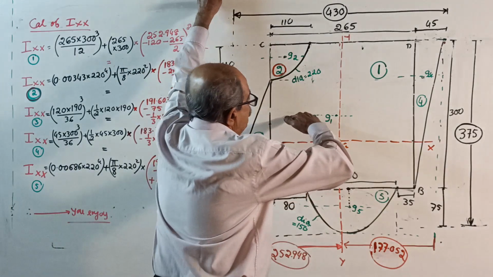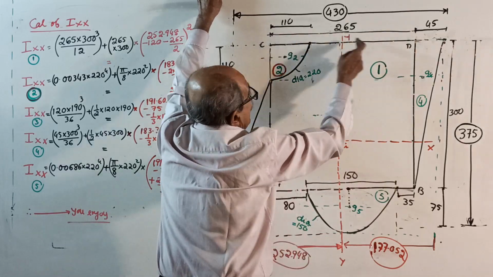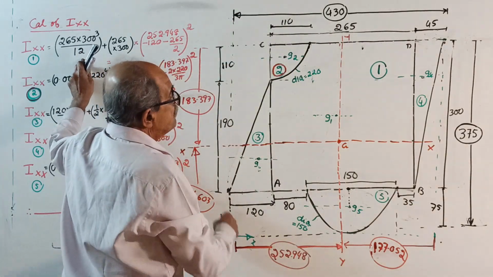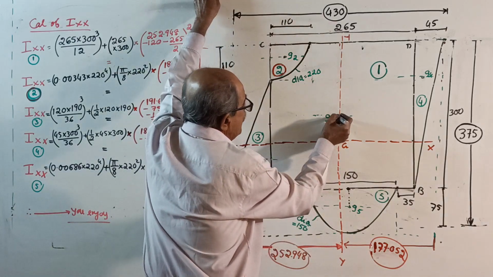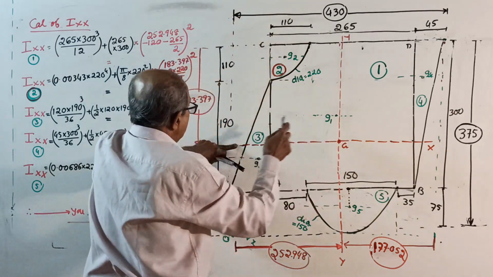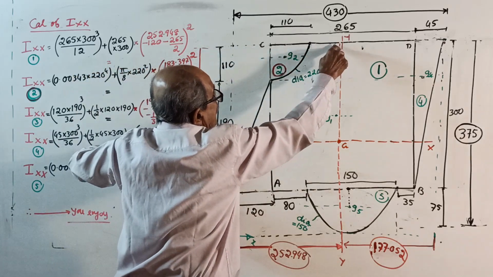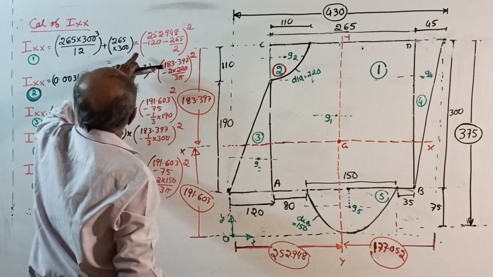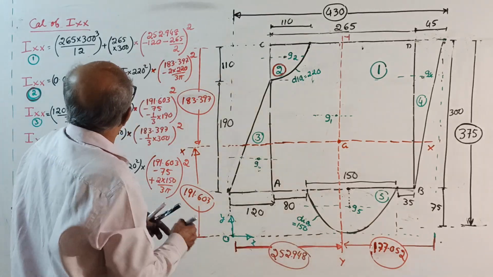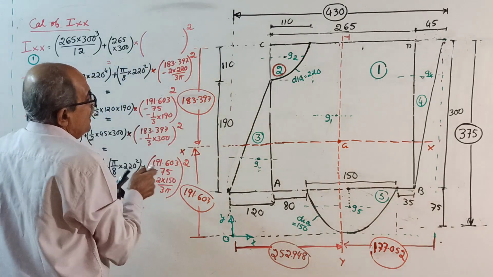Start. For this axis, the parallel side is 265, the height is 300: 265 into 300 cube by 12, rectangle, plus area into the distance from centroid G1 to Xx, this distance square, is 183.397 minus half of 300. Why did I put 252? Oh, I was writing IYY. Okay, my mistake. I changed it.